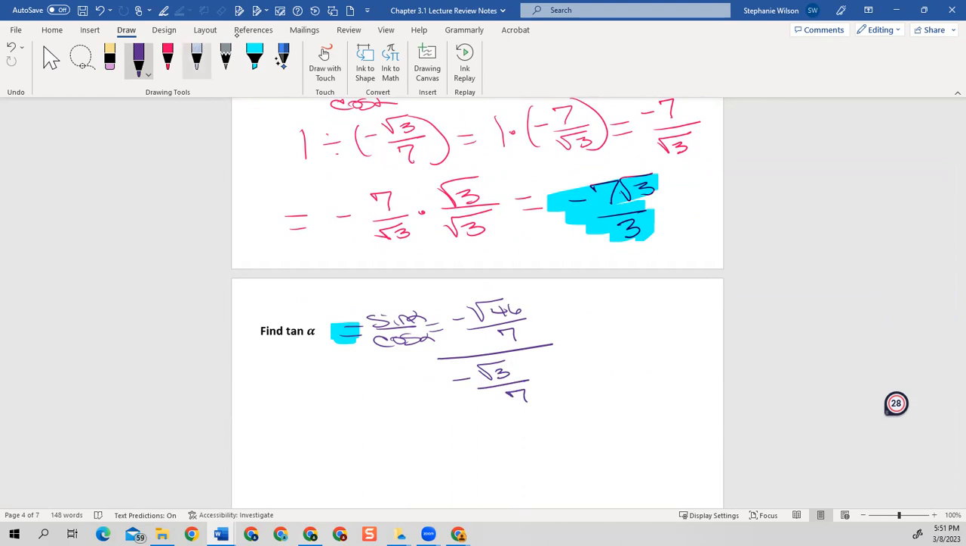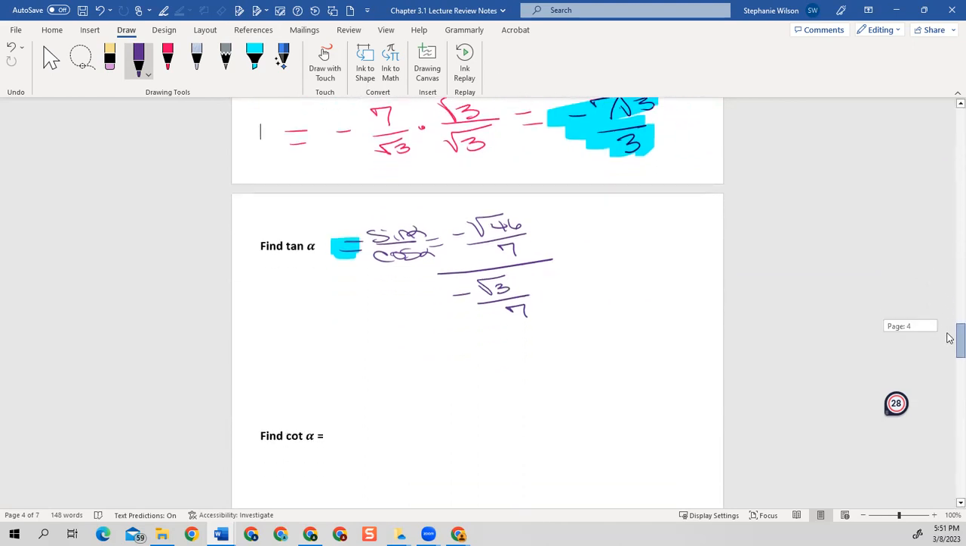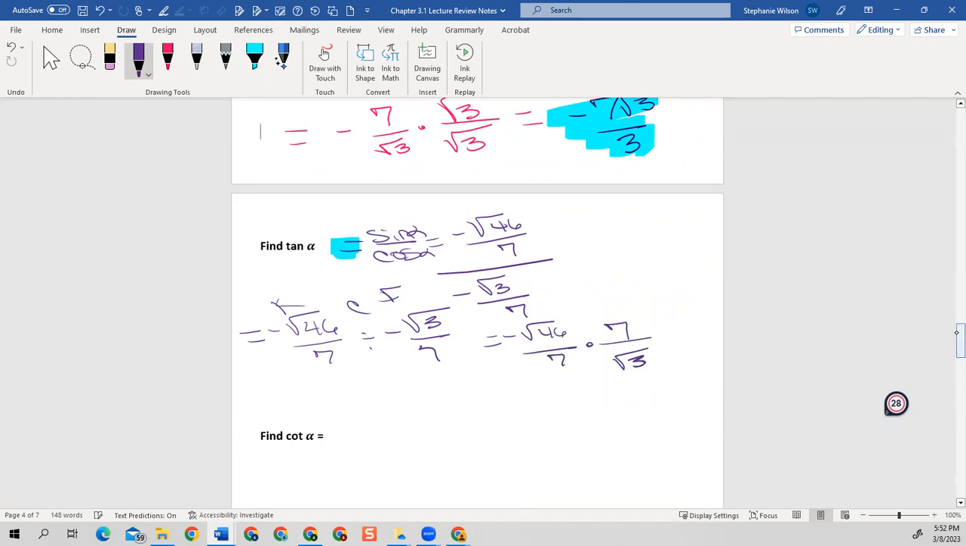And then I'm going to go ahead and do the basic math again. So I'm going to rewrite it. Negative square root 46 over 7 divided by the negative square root 3 over 7. And then we're going to keep, change, flip. And what happens to our 7s? They cancel out. Yay, they go down to 1. And negative divided by negative is positive. So now I got square root of 46 over square root of 3.